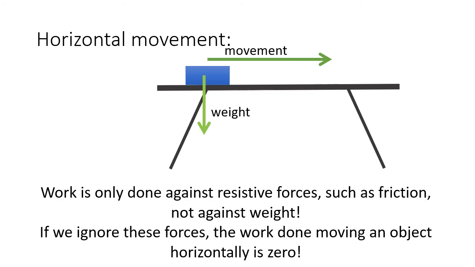So work is only done against resistive force such as friction, not against weight. If we ignore these forces, the work done moving an object horizontally is zero. So if you want to calculate the work done on an object, you should consider the friction force and the distance covered by the object.